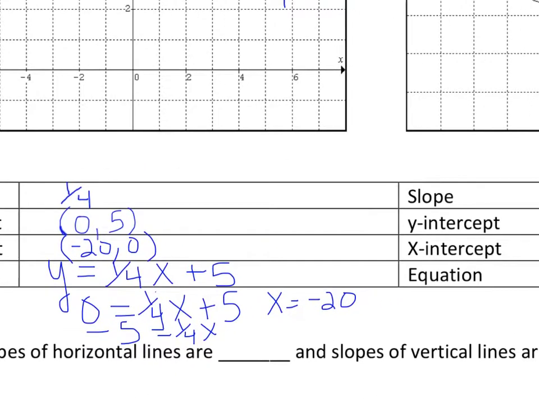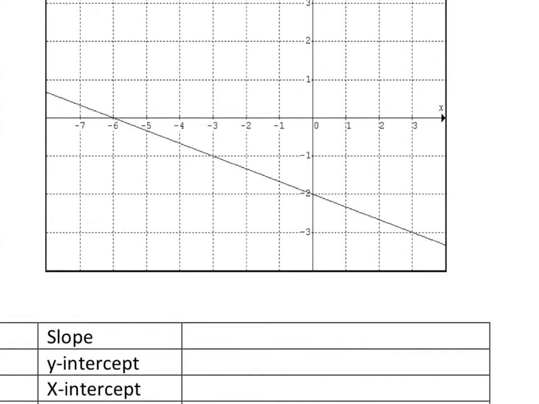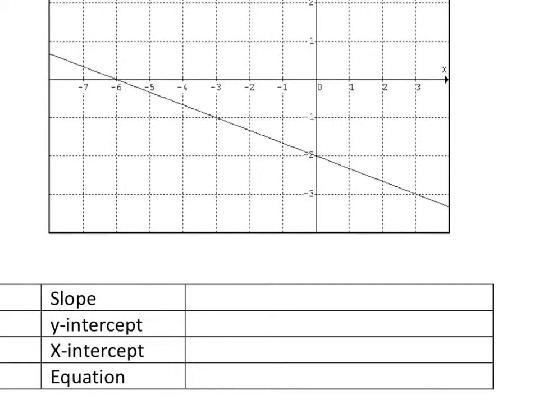Okay, and we'll go over to the other graph. This one we can see where the x and the y-intercept are pretty clearly. We have our x-intercept here at -6 and our y-intercept here at -2. So we can go ahead and fill that in.